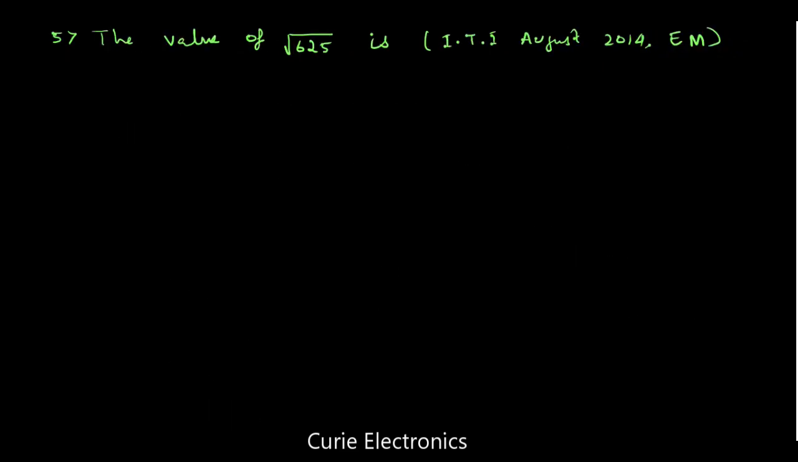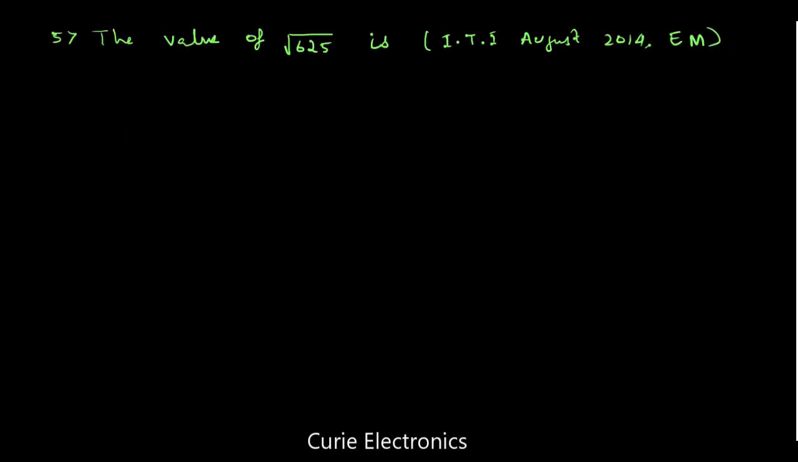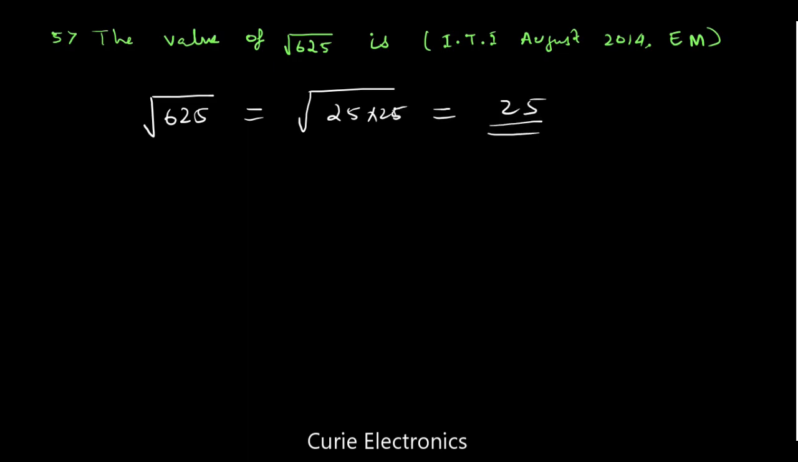Okay, let's solve the last question. With this, the basic square root record for you is finished. It's a very simple question. What is the square root of 625? We can write 625 equals 25 multiplied by 25, so 25 is the answer. If you want to use the factorization method, what do we do?